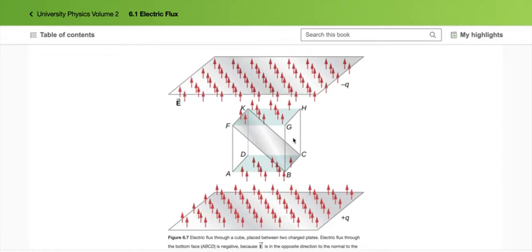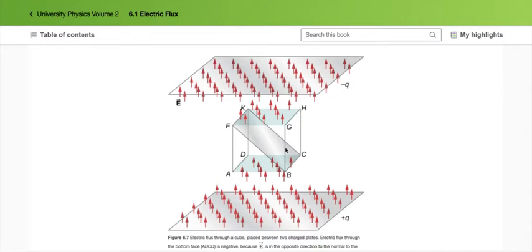So my normal vector would point out to the right here. It's going to be perpendicular to this square GHCB. E is pointing straight up. E runs parallel to the surface. E is perpendicular to the normal vector. The normal vector points this way, E points this way. The dot product of perpendicular vectors is 0.